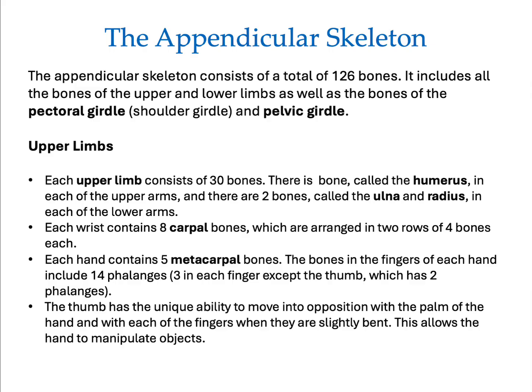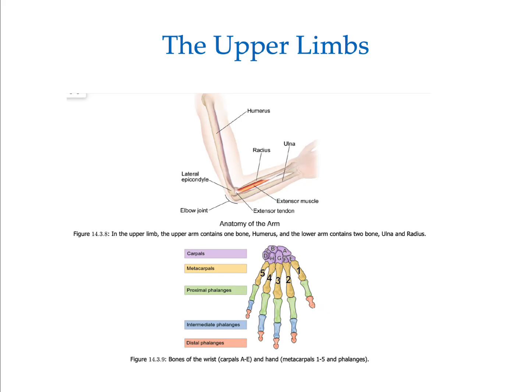The bones in the fingers of each hand include 14 phalanges, 3 in each finger, except the thumb, which has 2. The thumb has the unique ability to move into opposition with the palm of the hand and with each of the fingers when they are slightly bent. This allows the hand to manipulate objects. Upper limbs.